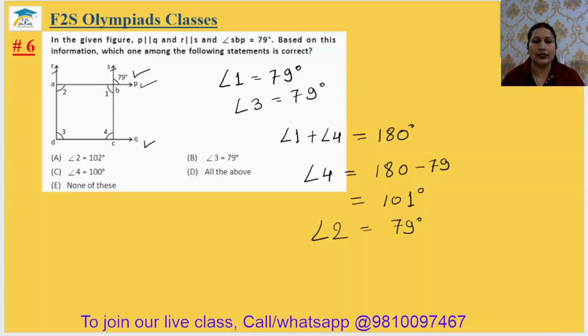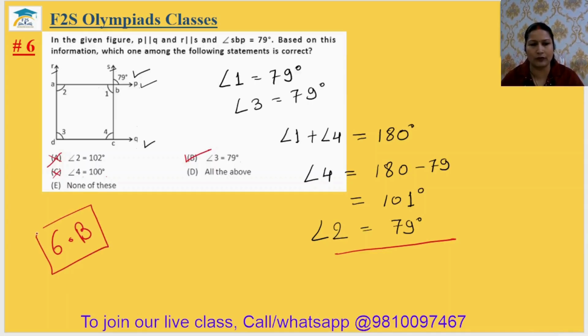Okay. So that's why you can check now the options. Angle 2 will be 102? Angle 2 is 102. No, not correct. Angle 3 equal to 79 degree. Correct. Angle 4 100. Not correct. All of these will not be the answer. The sixth answer you can write option B.